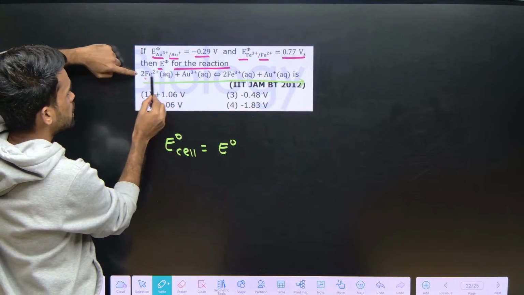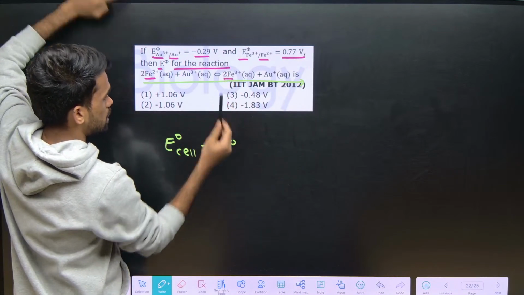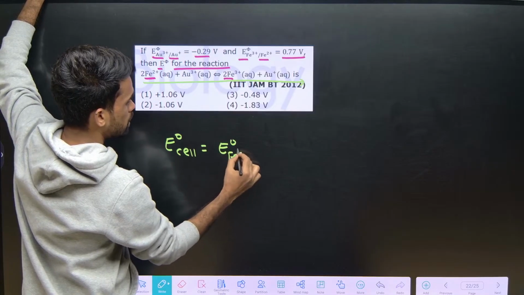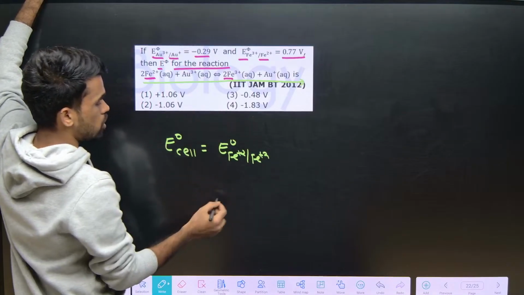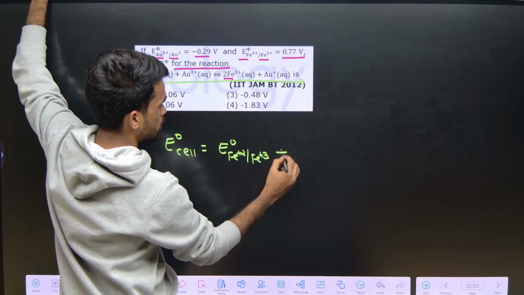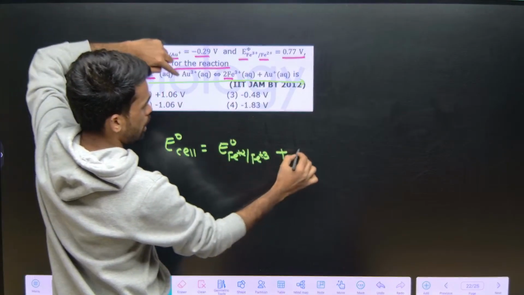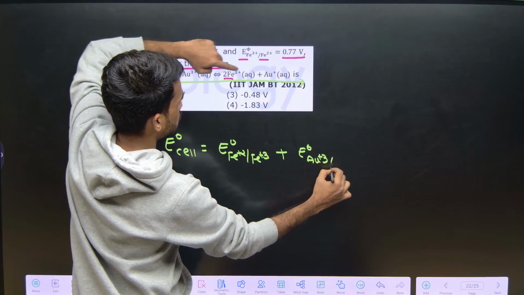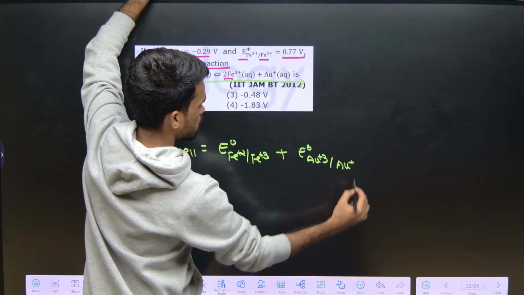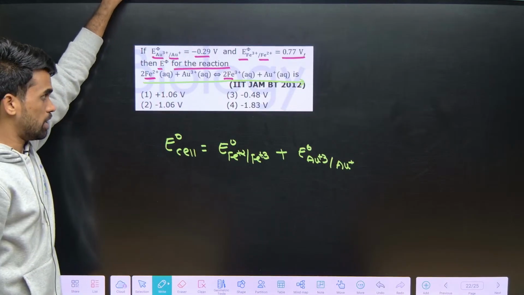So Fe plus 2 is converting into Fe plus 3 right now. So E naught of Fe plus 2 converting into Fe plus 3, it is undergoing oxidation, I am writing oxidation. And next, E naught of Au plus 3 is converting into Au plus 1. It is undergoing reduction. Okay, right.